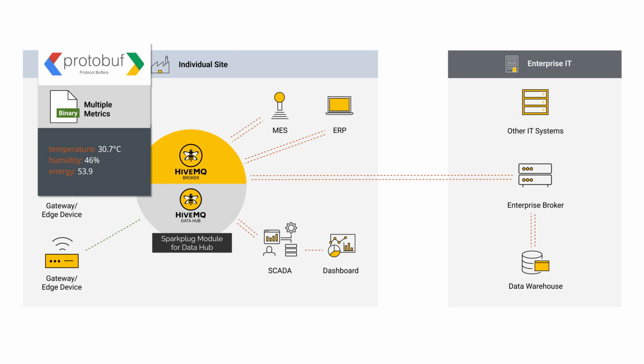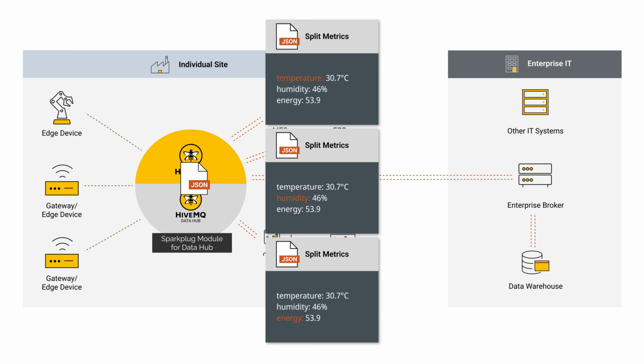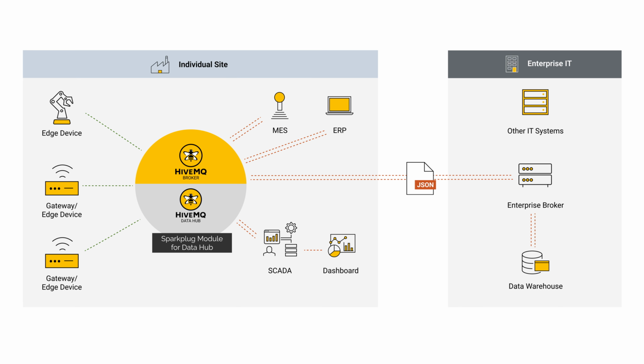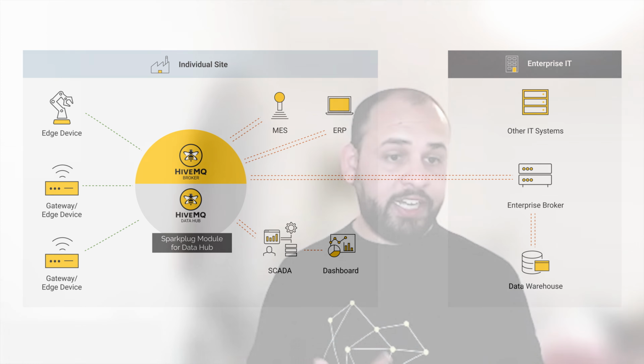The Sparkplug module also helps you split the respective device metrics into MQTT topics. This enables fine-grained subscription and easier integration with your IT systems, as well as the UNS architecture. Now, let's take a look at the demo.